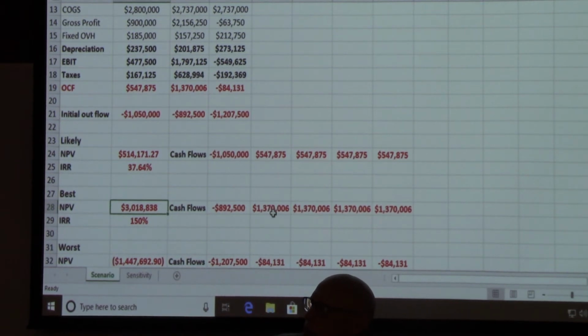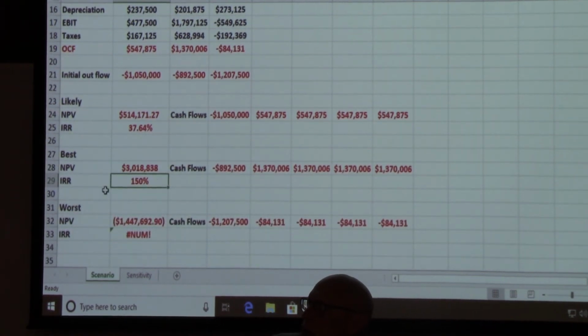So CF0 equals 892,500 plus minus. CO1, enter, down arrow. CO1 1,370,006, enter, down arrow. FO1 equals 4, enter, down arrow. NPV I equals 15, enter, down arrow and compute, and you should get this. IRR compute, and you should get this.